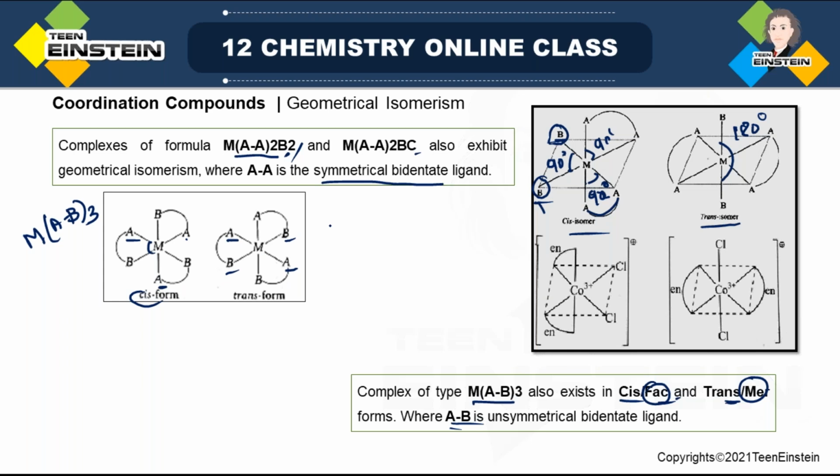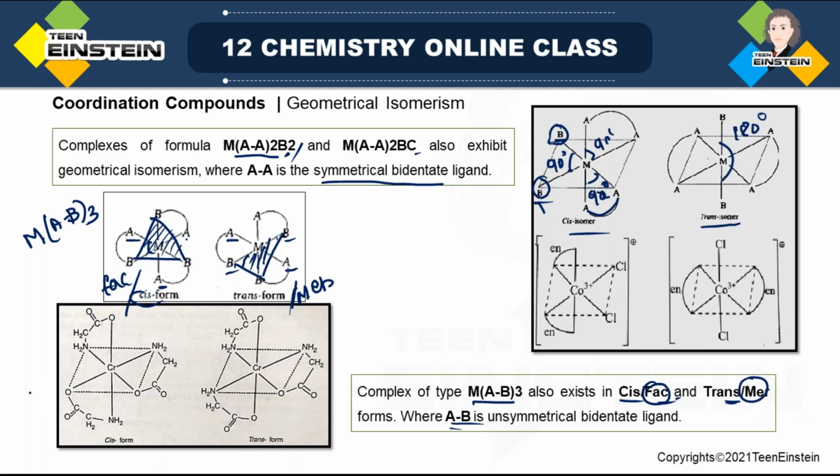But it is always better to use the terms facial and meridional in these cases, because when you join these three B's, you get a triangular face. That is why it is facial. And if you join the three B's in the second picture, you also get a triangle, but it is not a face actually. It is triangular in shape, but it lies inside the octahedral geometry. That is why it is meridional. Though sometimes the cis terms are also used.